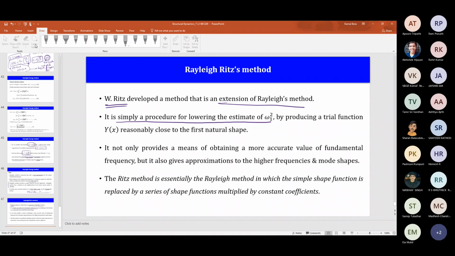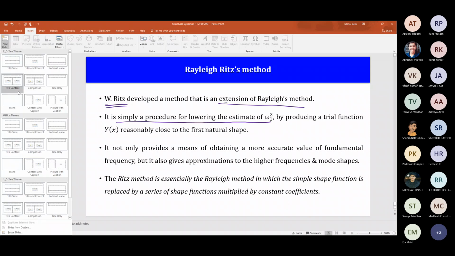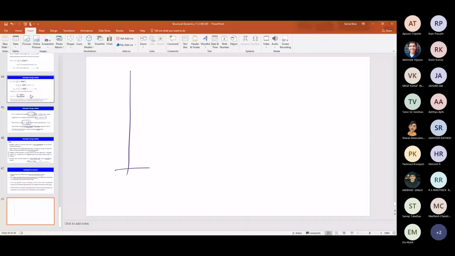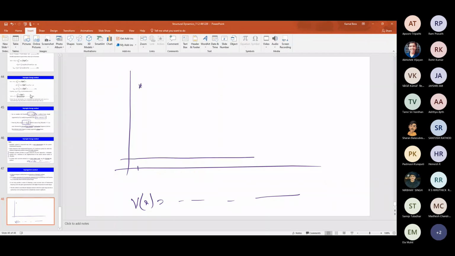Are you understanding my point? That means you are increasing the number of terms in the series approximation of the eigenfunction. Let's say this is my exact solution, the exact frequency, omega 1 value. With one term here you get one value, second term here, third term here, fourth term here, like that you will get. Obviously you will not get the exact value, but it will be almost asymptotically close. So here you can stop, right?